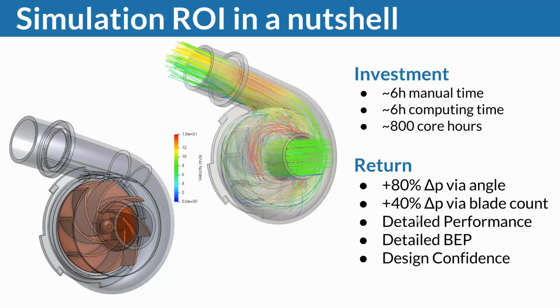Again, that doesn't mean that the 80% is awesome. It depends on your requirements, etc. But we could quantify what effect the blade angle has on my pump characteristics, also blade count. I could predict the detailed performance characteristics over the entire pump field. I can predict the best efficiency point and ultimately end up with design confidence. And that hopefully conveys that with a little bit of investment, there's quite a return you can get, which is, I think, unique to such a cloud-based approach to CFD.